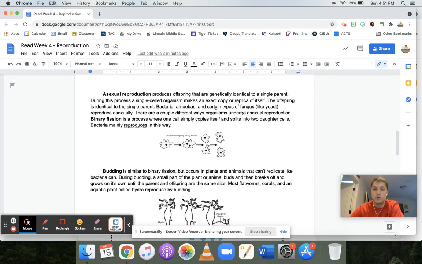There are a couple different ways organisms undergo asexual reproduction. Binary fission is a process where one cell simply copies itself and then splits into two daughter cells. Bacteria mainly reproduce this way.